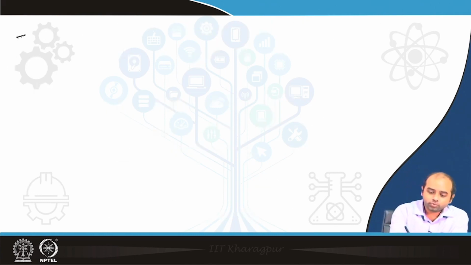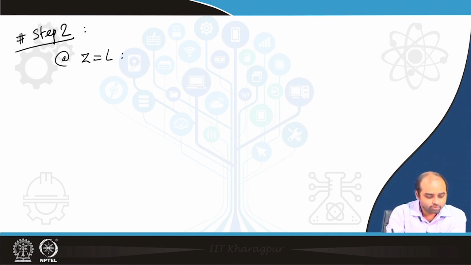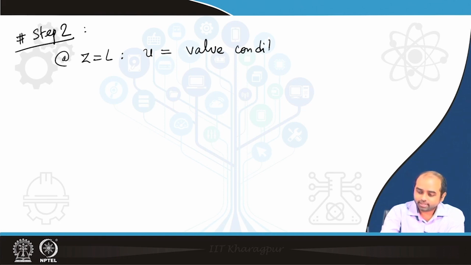So, for step 2, when column A goes into production and column B is in purging state, these two boundary conditions are different from step 1, and I write only those two boundary conditions. So, at Z is equal to L, the flow rate U is again dependent on the valve condition, it is not 0, right. So, this is dependent on the valve condition at the outlet.